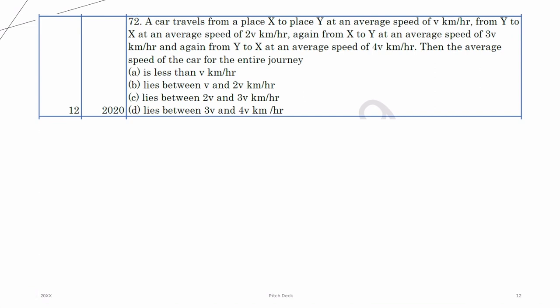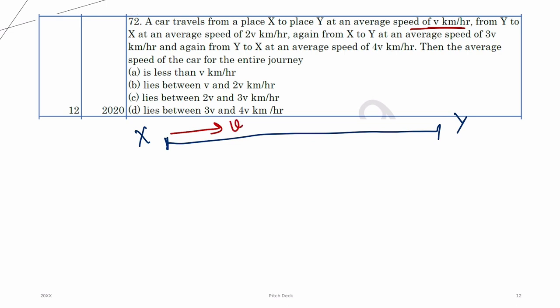And again, this is an upstream and downstream type of question; we have done a similar question in the theory video. You can go and watch there if your concepts are not clear. A car is traveling between two cities, X and Y. A car travels from X to Y at an average speed of V, and while coming back from Y to X, the speed is 2V.